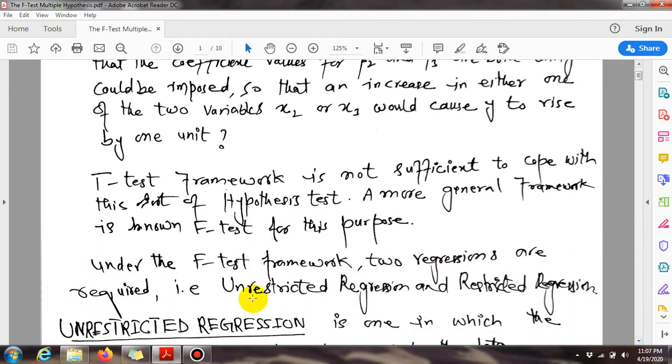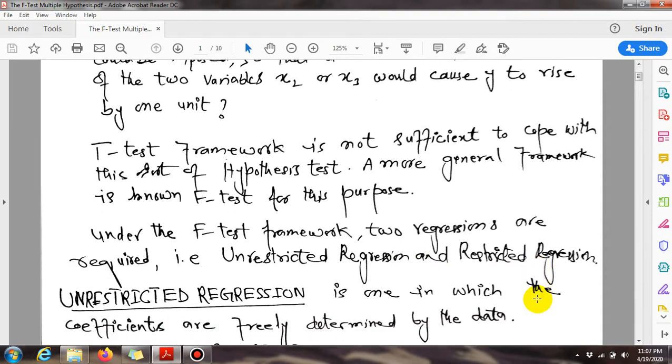Under the F statistic framework, two regressions are required: unrestricted regression and restricted regression. Actually, two types of F tests can be done. One is with the help of the ANOVA table, and the other is with the help of restricted regression and unrestricted regression. So here we are using the restricted regression method and unrestricted regression method.